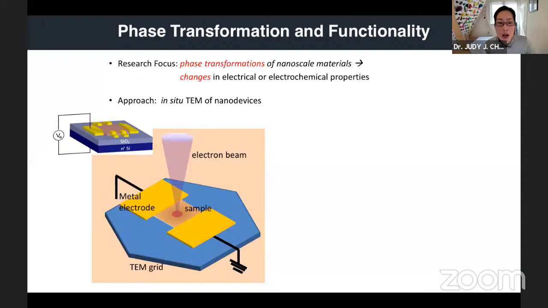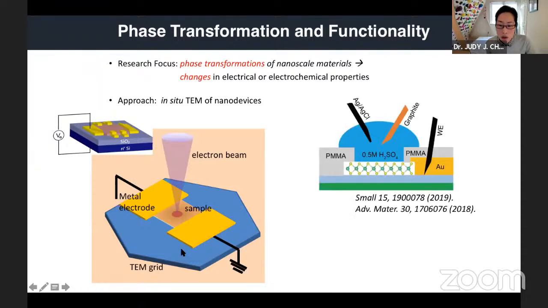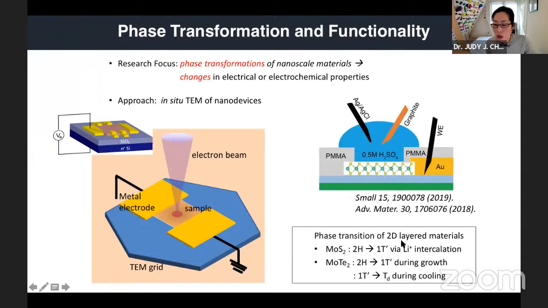Just a couple of slides. Right now, I'm focusing on putting an electrochemical device inside the TEM in order to study phase transformations due to lithium intercalation in 2D materials.